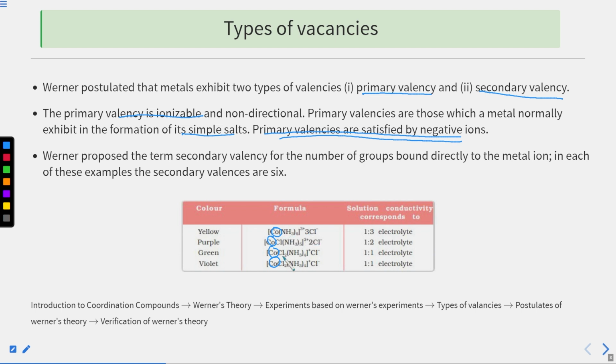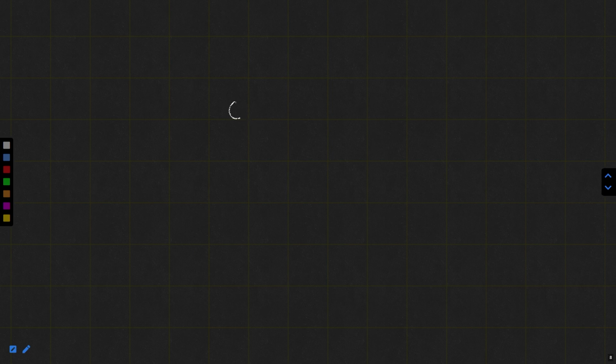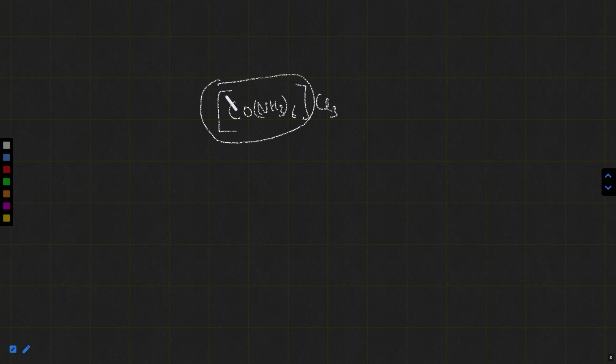In each of these examples, what happens is that as we decrease the number of ammonia to satisfy the 6 coordinate valency, the chlorine goes into the inner sphere. So this is called the inner sphere. If you look at the coordination compound, [Co(NH3)6]Cl3, this bracket is the inner sphere or the coordination sphere. We say it as coordination sphere.